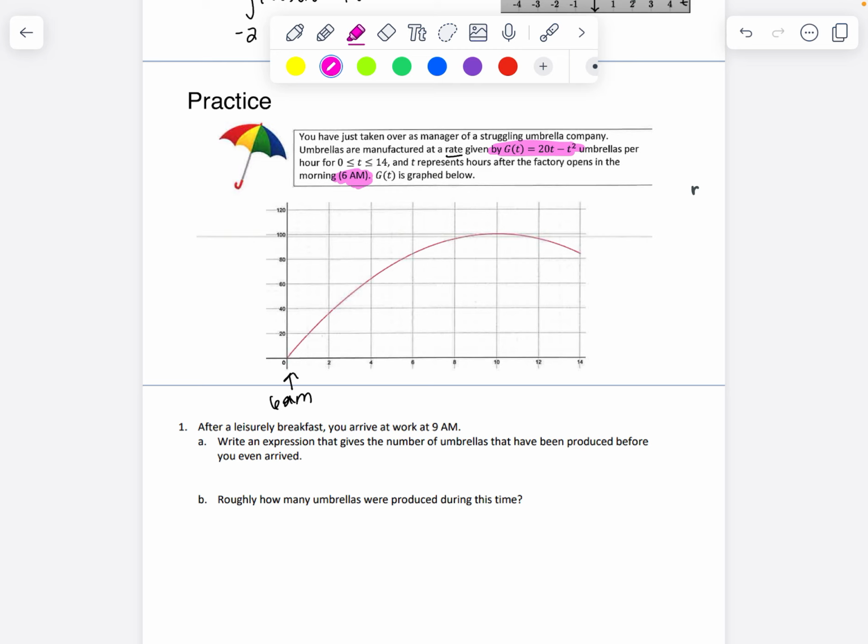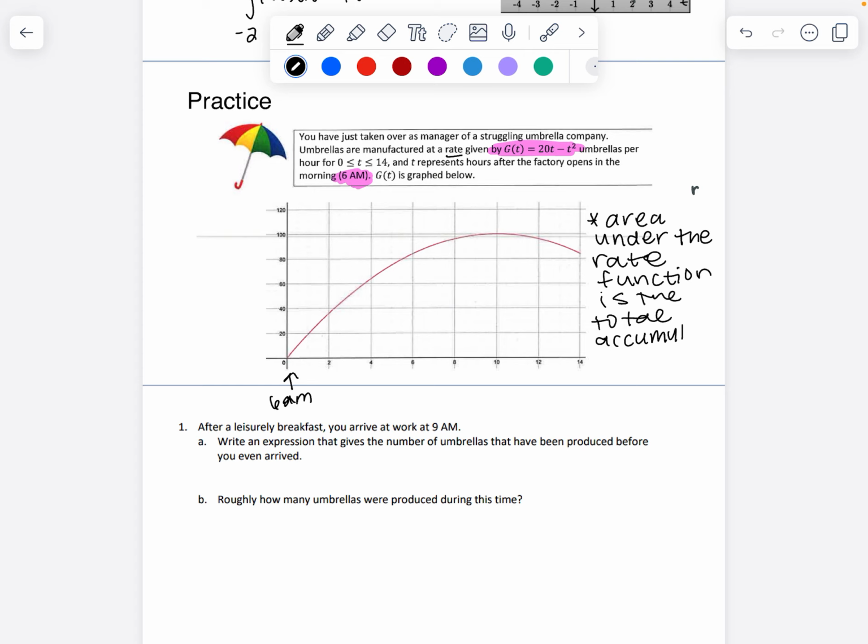It says, after a leisurely breakfast, you arrive at work at 9 a.m. Write an expression that gives the number of umbrellas that have been produced before you have even arrived. Cool. One thing we talked about the very first day of this unit, and have talked about a little bit here, is that the area under the rate function, or the curve, however you want to talk about that, is the total accumulation of something. Because this problem says that this curve is the rate that umbrellas are being manufactured, the area under the curve represents how many umbrellas are being manufactured in that time.